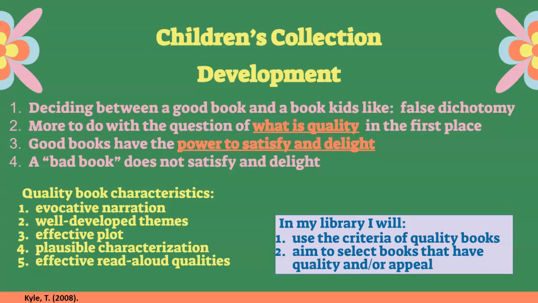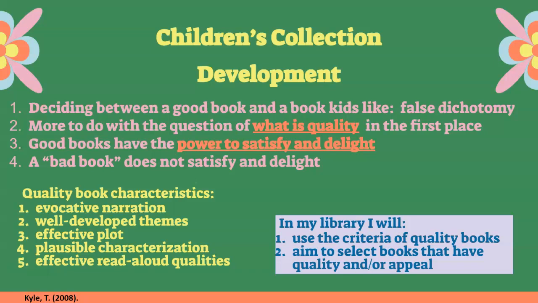And last but not least is the Children's Collection Development article. The main thing I got from here is that deciding between a good book and a book kids like is actually a false dichotomy, because it has more to do with the question of what is a quality book in the first place. And a quality book has 5 characteristics, which I have down at the bottom left of the screen. And good books, if they have all of those, have the power to satisfy and delight, whereas a bad book does not satisfy and delight.